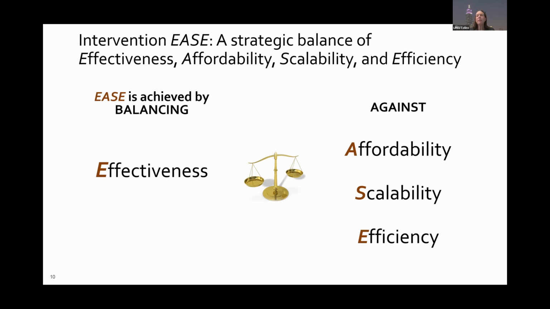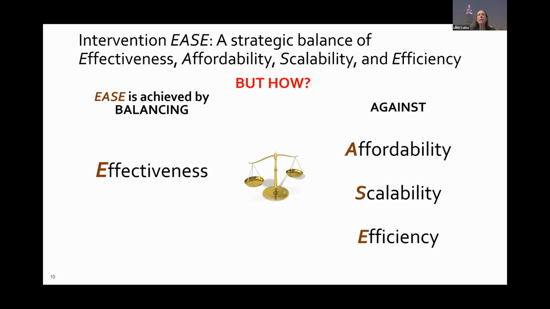Now, those are in some ways kind of opposing forces, because if you don't worry about affordability, you don't worry about scalability, and those two in particular, then you can develop an intervention that would be super effective, super potent, but it would probably end up having a net public health impact of 0 or near 0 because it would never be implemented. And public health impact, as you know, is a function of both intervention effectiveness and intervention reach. So if the reach is 0, public health impact is going to be 0, no matter how effective the intervention is. So when we talk about intervention ease, we're talking about the strategic balance of these sometimes competing considerations, and it's mainly effectiveness competing against the others.